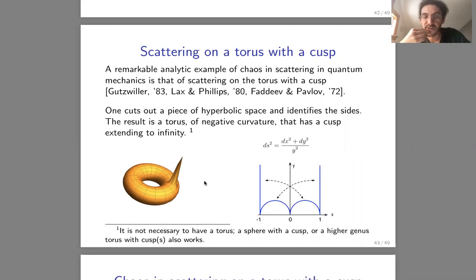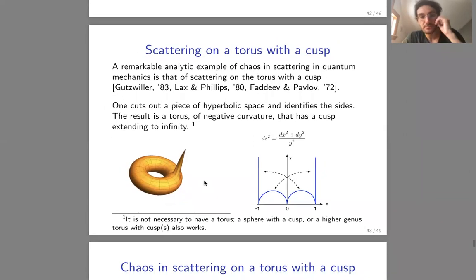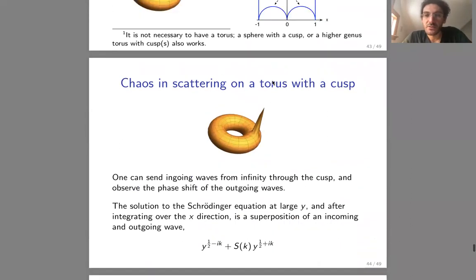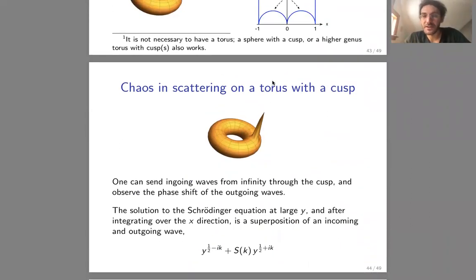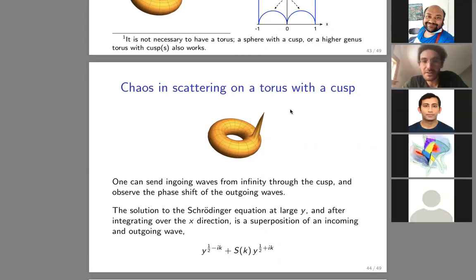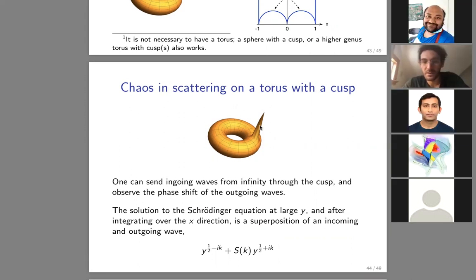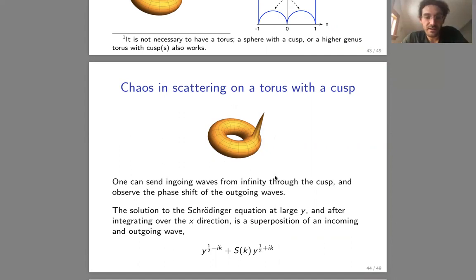Any questions? So that's what was done. It's like scattering in quantum mechanics, where there's some potential, we send in a wave, it scatters off the potential, and it comes back. Here we're doing the exact same thing, but the geometry is this torus with a cusp. We send ingoing waves from infinity through the cusp out here, they go in, they do something, they come out, and then we can observe the phase shift of the outgoing waves.